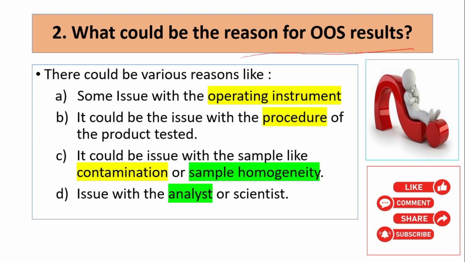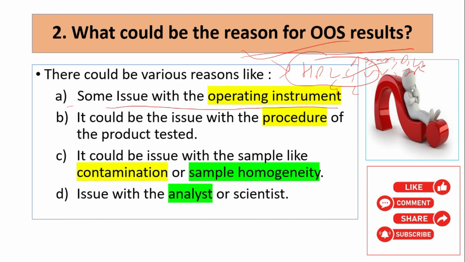What could be the reasons for OOS results? We have seen an example, but what could be the actual reasons? There could be issues with the operating instrument, whatever we are using like HPLC, UV, IR, GC, where the operating condition of the system is not good. Or it could be an issue with the procedure of the product tested, like the tolmetin sodium assay, where the diluent is not good, the solvent is not good, the column is not good, or the peak shape of the sample is not good. It could also be an issue with the sample, like contamination or sample homogeneity.